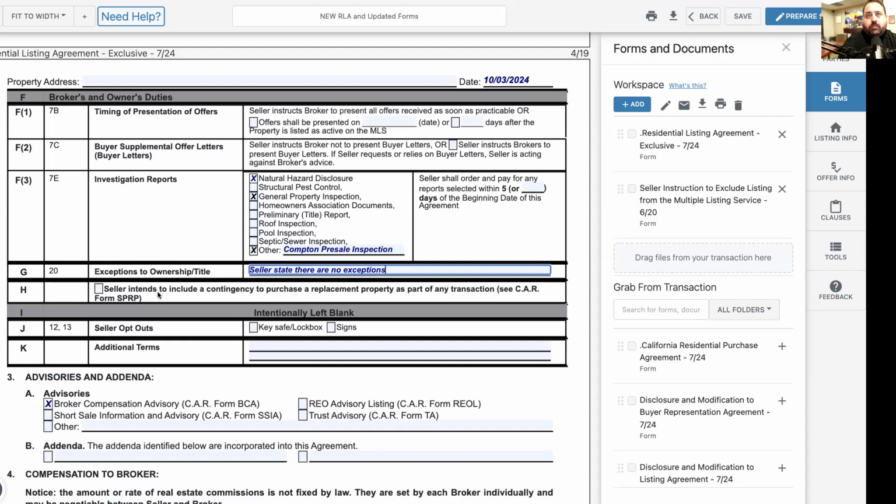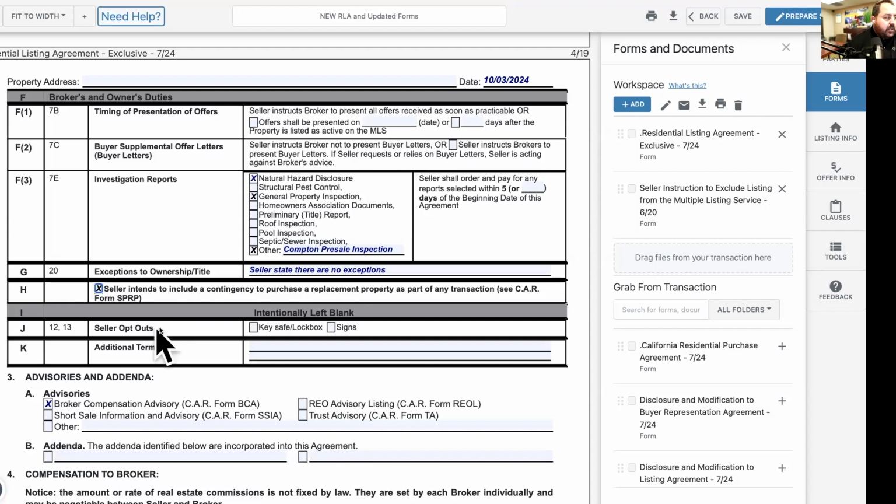And what's the point of having a house to sell if the seller doesn't want to go anywhere? But with this one, all it's saying is them saying, "Hey, I intend for this to have a seller's purchase or replacement property as part of any transaction that comes from this listing." That's it. That's all it says.